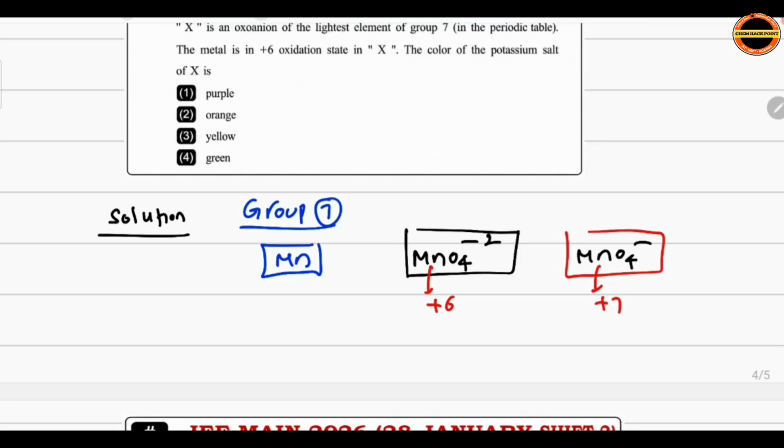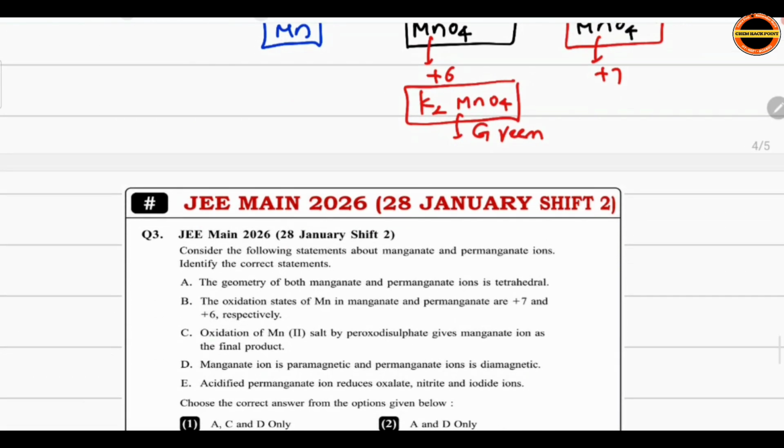They mention +6 state, right? So now the potassium salt you can write as K2MnO4, potassium manganate, which is green in color. So according to the options, green color is correct here. The answer K2MnO4 is the compound. KMnO4, which we know is purple in color, has MnO4 minus at +7 state. Okay, the answer is green. Next question.